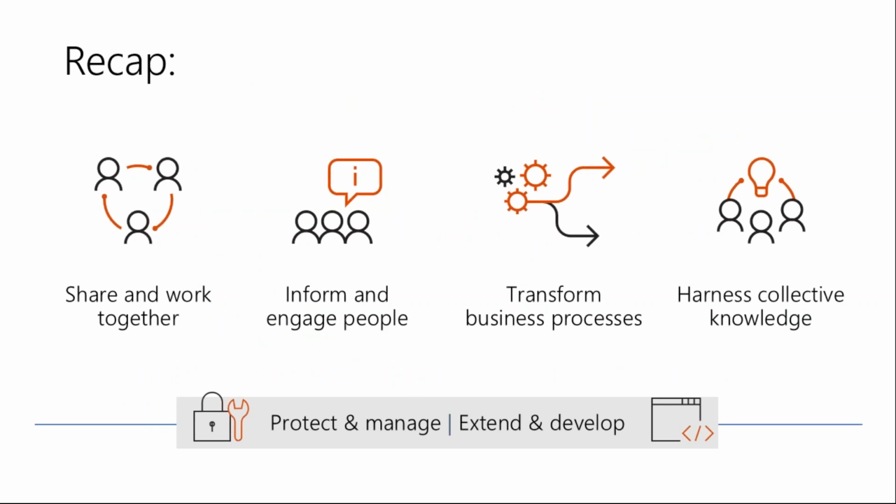So we've been talking for quite some time. I believe it has been almost close to 90 minutes, and Jayanthi has shown us a demo. So we are almost at the end of our session. As a recap, we saw SharePoint and OneDrive under 6 different pillars. We spoke about all the features and rich capabilities you get under the 6 pillars, and how they help you enhance the way you work and benefit your business. We spoke about share and work together, inform and engage people, transform business process, harness collective knowledge, protect and manage, as well as extend and develop.